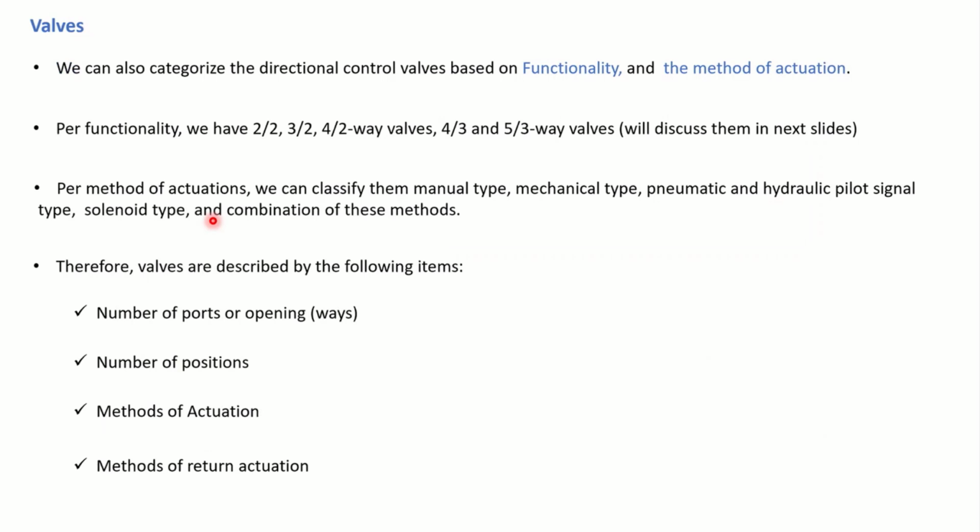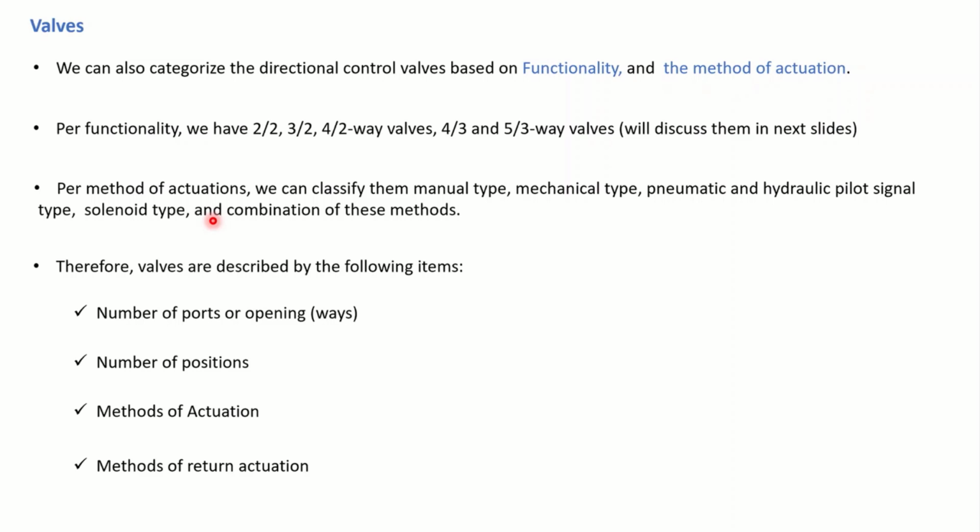We can also categorize directional control valves based on functionality and method of actuation. Per functionality, we can say we have a 2x3, 3x2, 4x2, 4x3, 5x3 valve. So I'll discuss how we basically use these naming for a directional control valve. And also we can have the naming and the category per method of actuation, because we need a form of actuation for the directional control valve, right? Because that should be actuated.